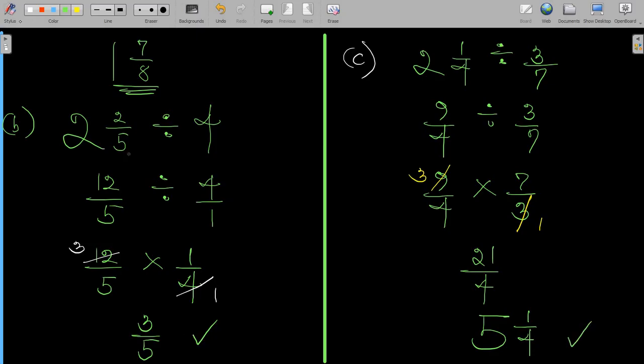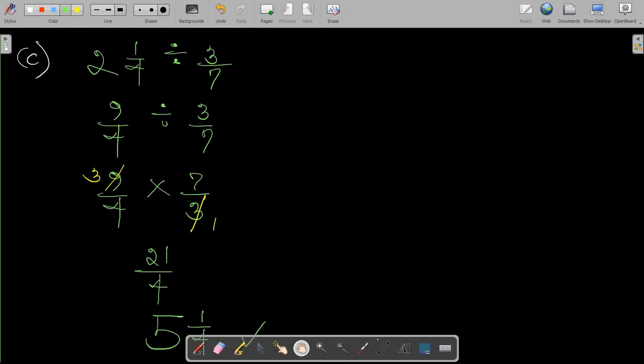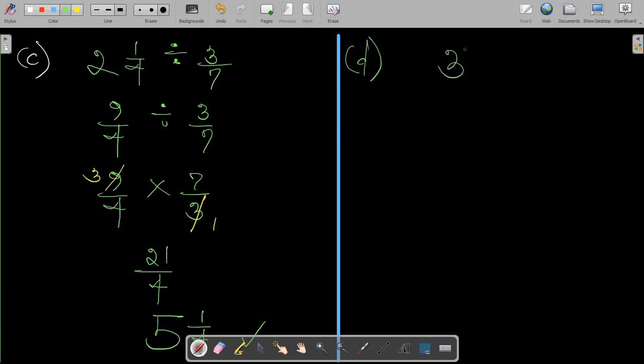Now let's move on to the D part of the question. Let's go. So let's say we have it like this. Let me bring the D part. So let's move to the D part of the question. So let's say we are given 3 whole number, 3 over 4 to divide 2 whole number, 1 all over 2. So how do we tackle this question?